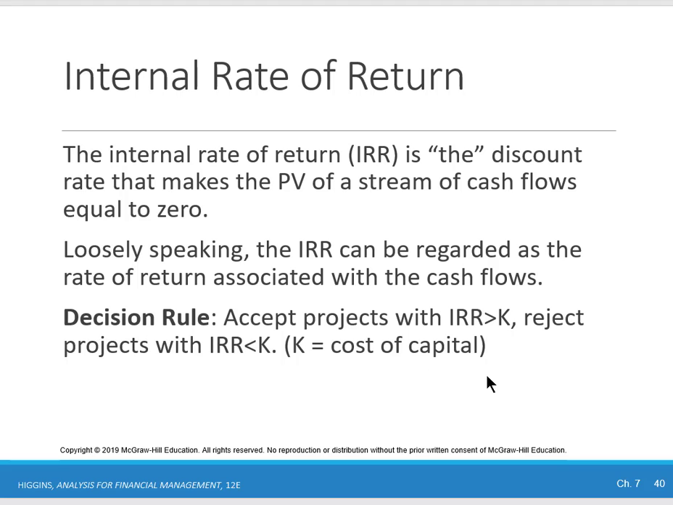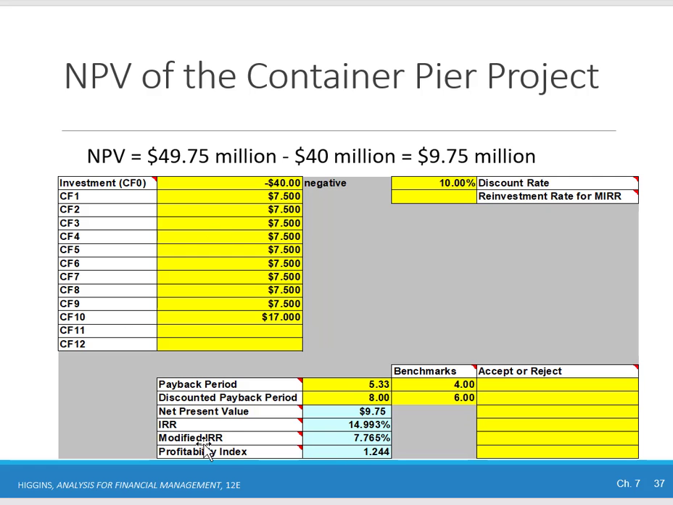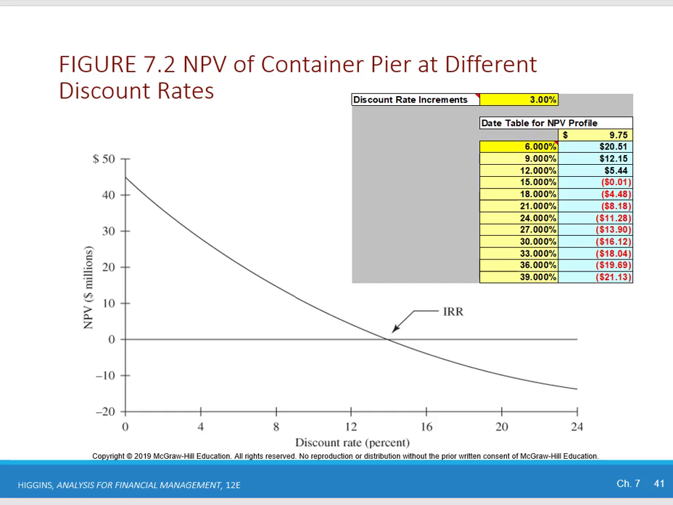And I think this makes some sense, right? If you think you're going to earn 12% from a project and it only costs you 10% to buy it, then you would want to do that project. So again, if we look back to our example, 14.993, essentially 15%, and that is definitely greater than 10%. So we would say from the internal rate of return that this is a good project to do.